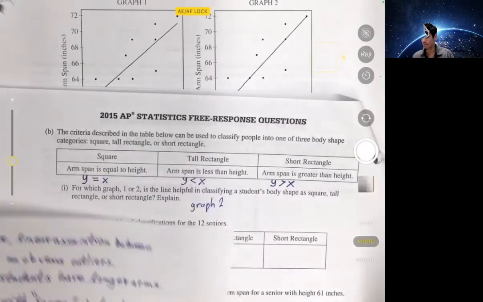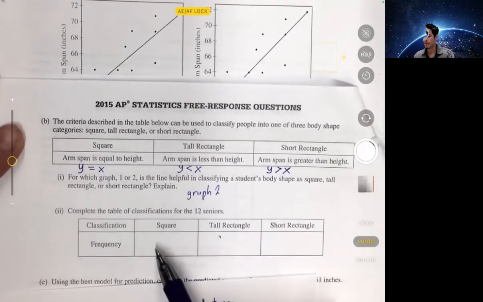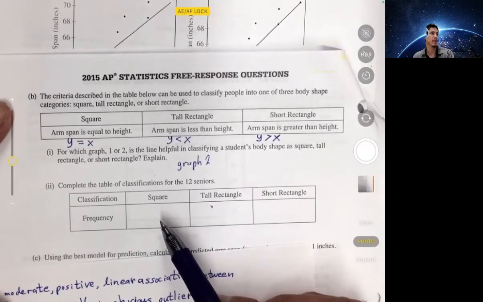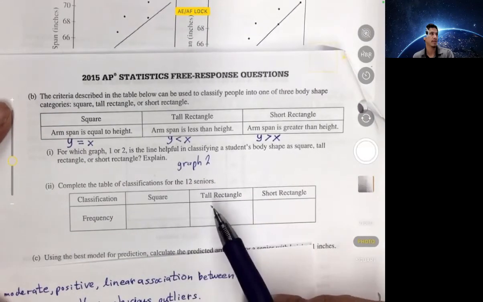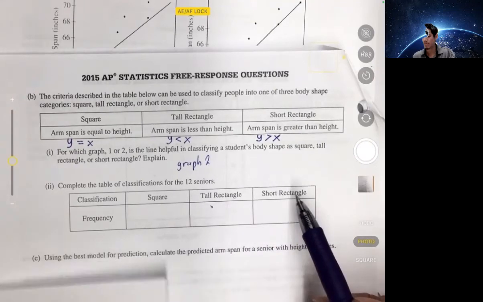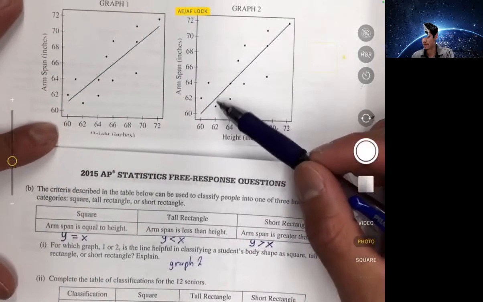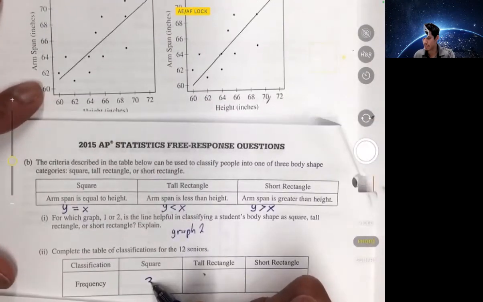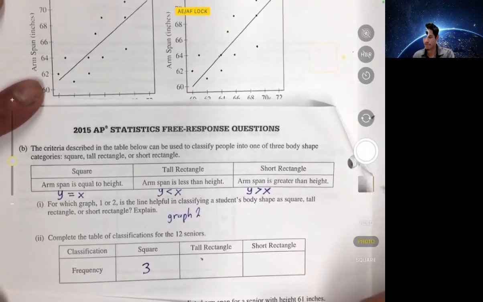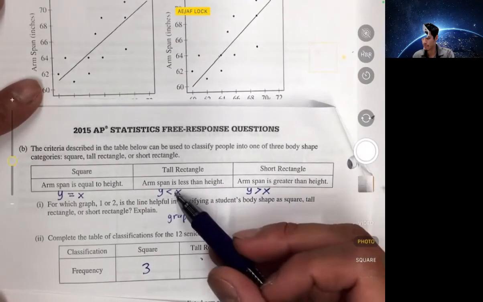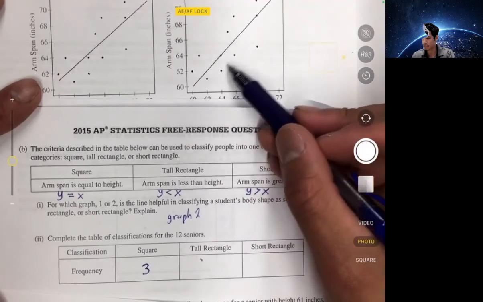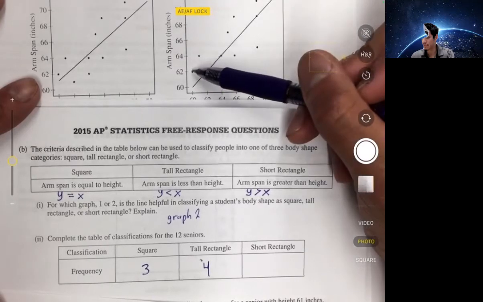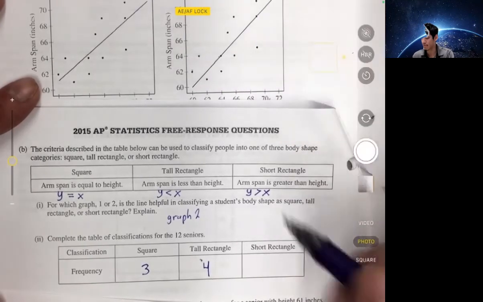Now, if we want to figure out how many of the seniors fall into the square body type, tall rectangle body type, or short rectangle body type: for the square, we just count how many are on the line. So for the square, we would have 1, 2, 3. For the tall rectangle, points below the line, so 1, 2, 3, 4. And for the short rectangle, points above, so 1, 2, 3, 4, 5.